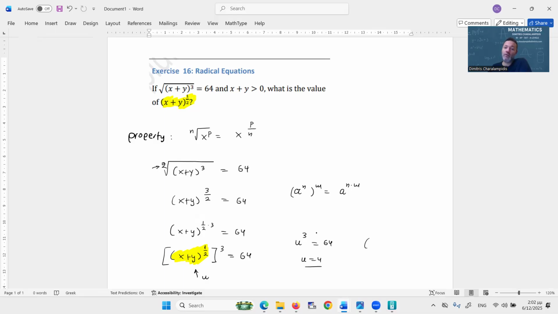So, overall, the right answer for this question would have been that (x plus y) to the power of 1/2 is equal to number 4.